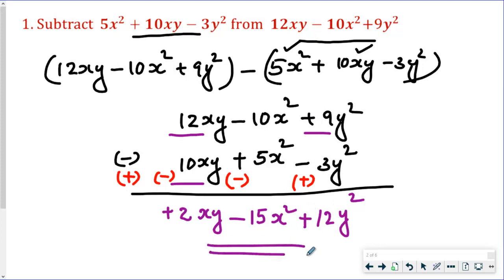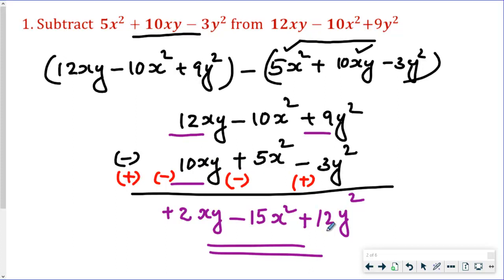write plus symbol. So if you subtract 5x square plus 10xy minus 3y square from 12xy minus 10x square plus 9y square, our answer is 2xy minus 15x square plus 12y square. So for the subtraction, first you have to write the polynomial from where you are subtracting, then you write the second polynomial. After that you have to interchange the signs of each and every term, then we have to add.